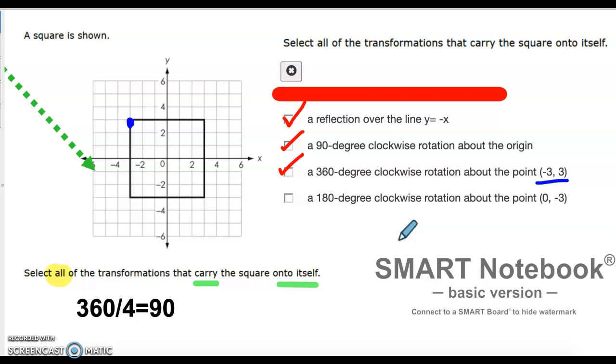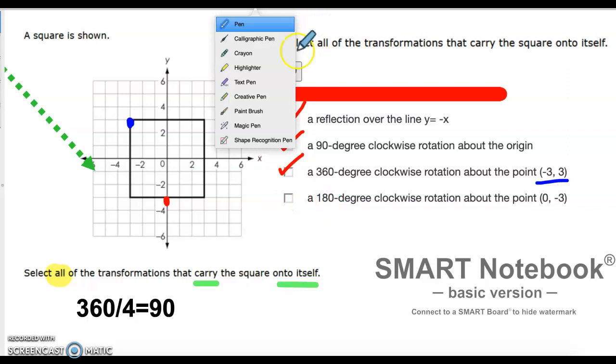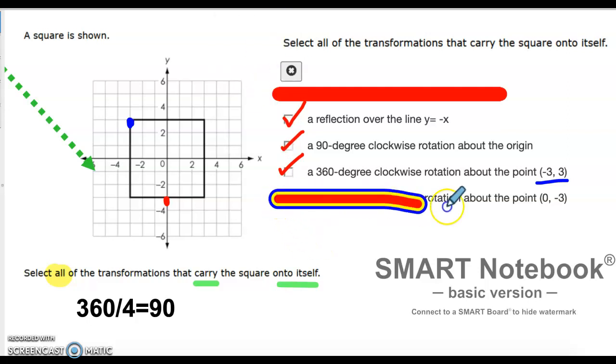All right, and now we're going to look at a 180-degree clockwise rotation about the point 0, -3. So again, we need to look at where that point is. We need to make sure it's either the center or it's a vertex. So 0, -3, that is down here. So it's not a vertex of the square, it's not the center of the square, so this is not a correct answer. A 180-degree clockwise rotation about that point will not map the figure onto itself. So let me cross that one out. And now we have 3 correct answers here. So 3 of these transformations will carry the figure onto itself.